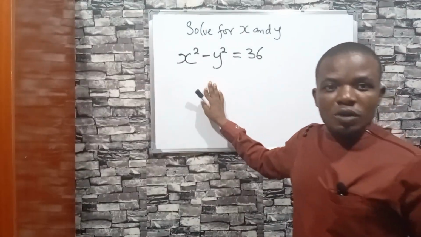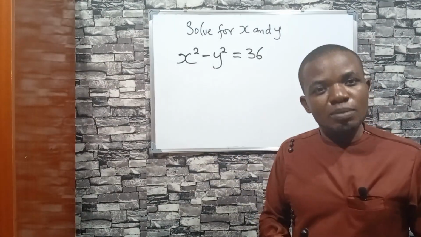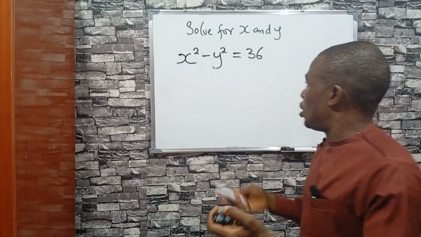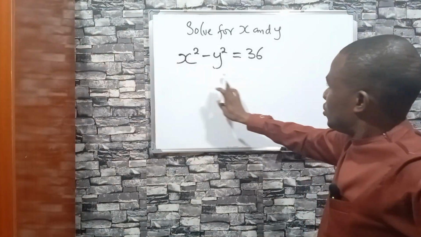On the board is one of the university entrance examination questions. It looks difficult, but let me show you how you can do this in a few minutes. It's simple. You can apply the difference of two squares here.